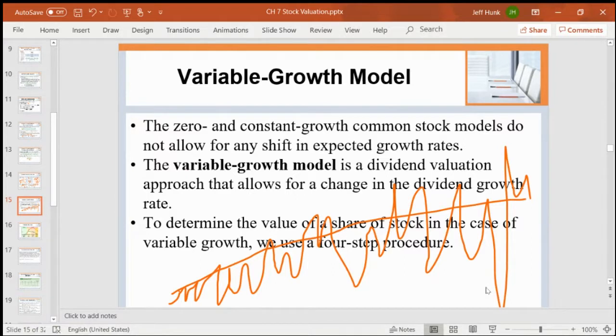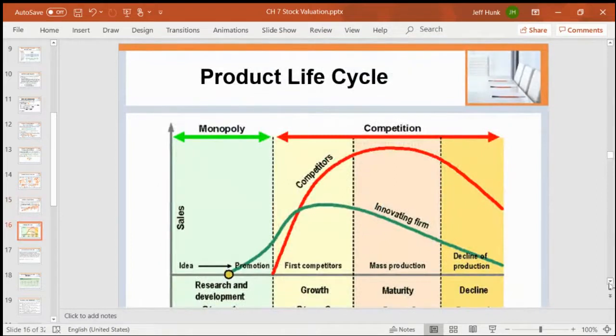When Facebook first went public, the first 3 to 5 years was a very critical period, and there was a lot of risk. So that brings us to the concept of product life cycle.